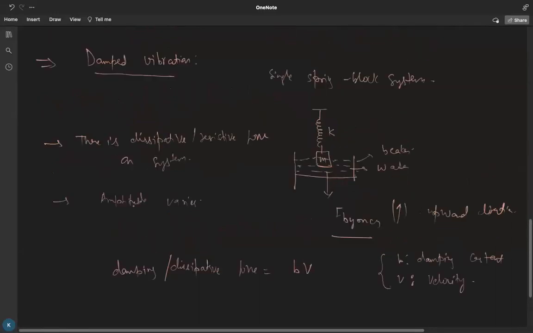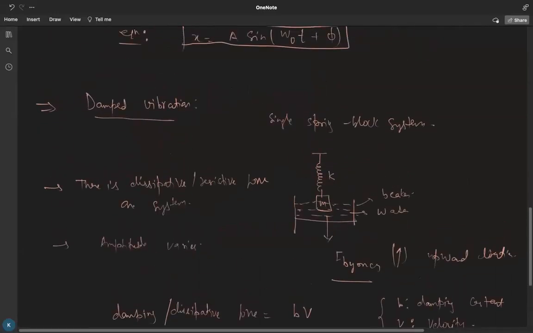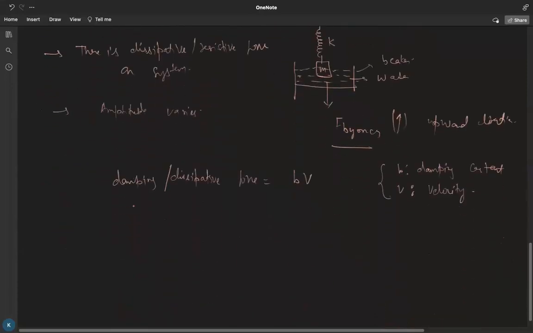So these are some points that you have to keep in mind. If the system has a dissipative force, the amplitude varies, and we get a relation for the damping force. So the damping force is equal to damping constant into velocity.